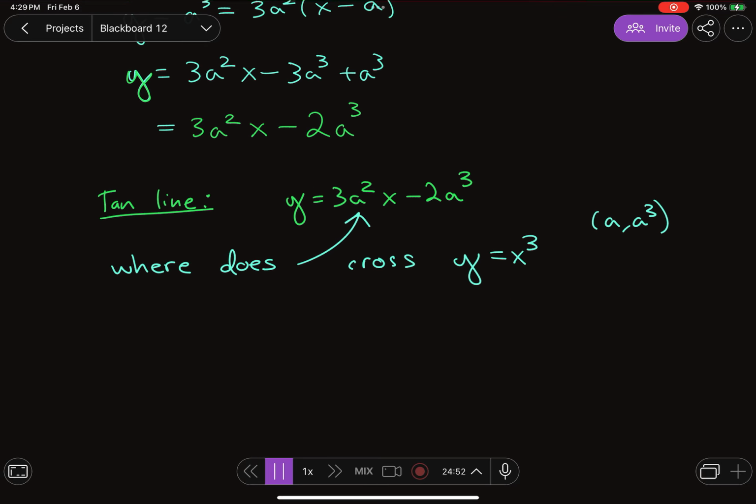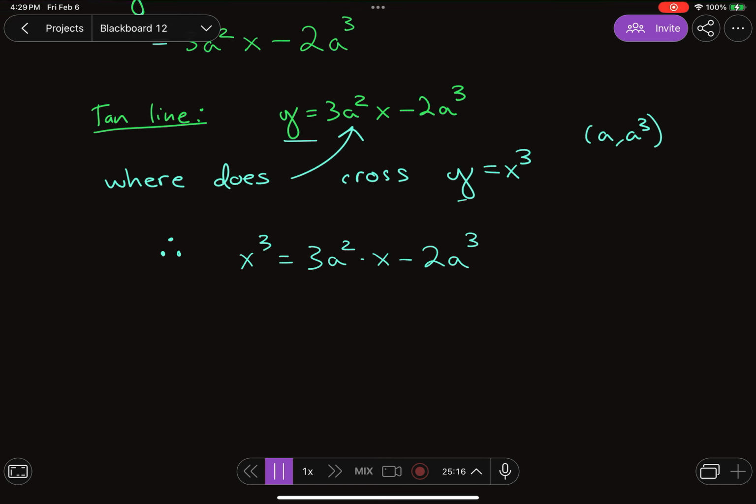What we do is we set the curves equal to each other. We assume that the outputs are equal, and try to discover what inputs cause the outputs to be equal. And we do that like this. We set y equal to y. So that's going to be x cubed is equal to 3a squared times x minus 2a cubed. And remember, we're solving for x. So in order to do that, what I'm going to do is bring everything to one side.